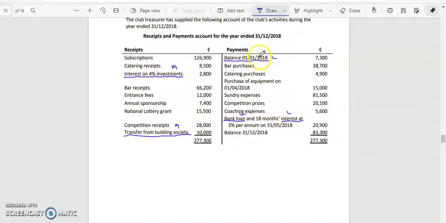So the balance has been looked at already as part of our accumulated fund. Bar purchase has been used already as part of our bar trading account. Catering purchases has been used already as part of our catering receipts. So the first item we have is purchase of equipment.